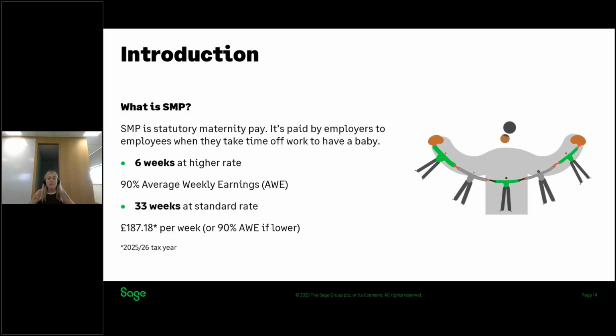Now, there are two different rates of SMP, so they do get a total of 39 weeks, and that is split out into 6 weeks at a higher rate. So that will be 90% of their average weekly earnings. And then the remaining 33 weeks is at a standard rate. So that would be £187.18 per week this current tax year, or 90% of their average weekly earnings. So if that 90% is lower, it will just be the lower of the two that they would get.